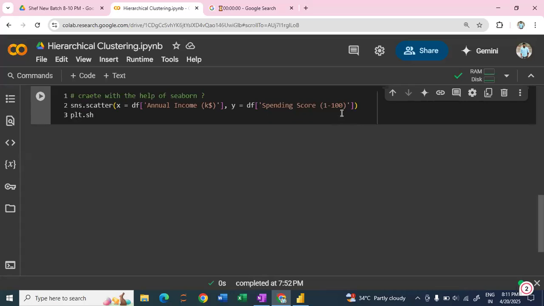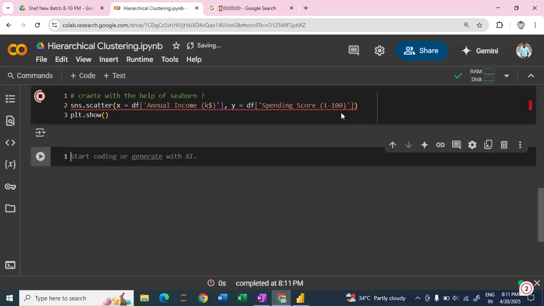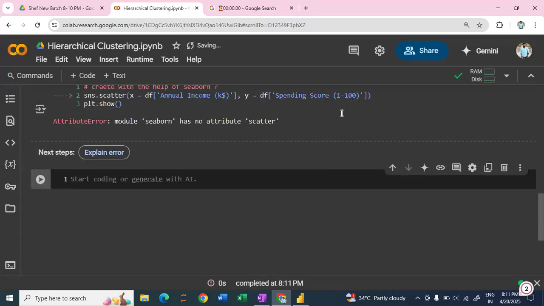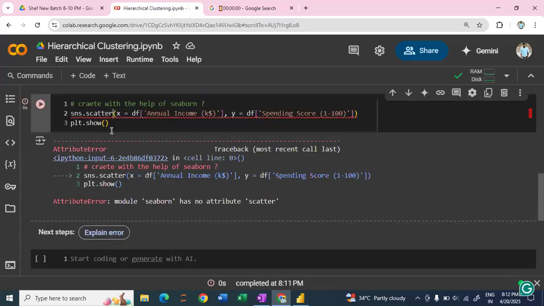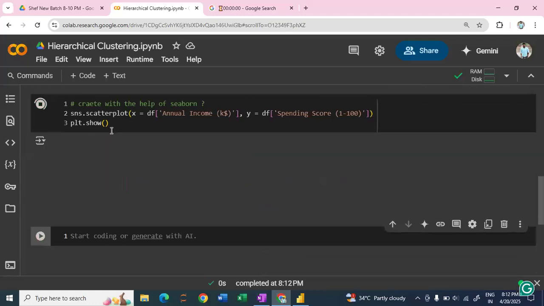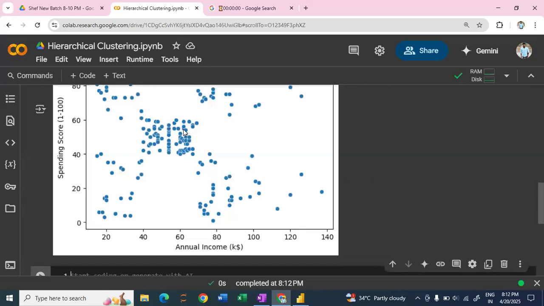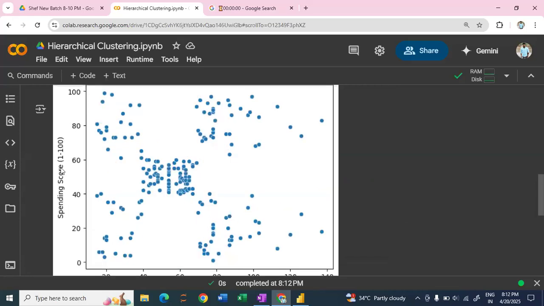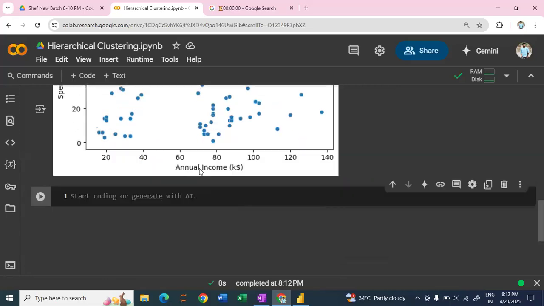PLT dot scatter. Scatter is not an attribute. Oh, sorry, scatter plot. Okay, see, this is spending score and this is annual income.